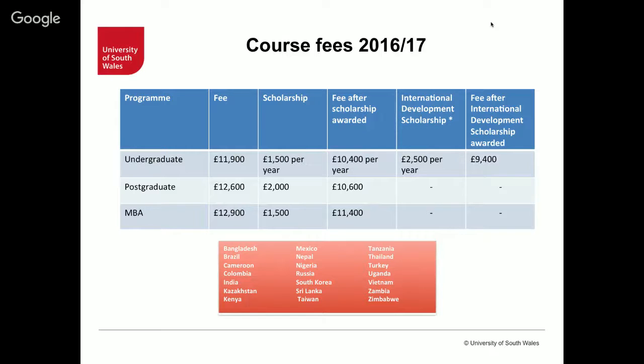And again, as long as you've met the entry requirements and get the unconditional offer, you're guaranteed to receive those scholarships. The postgraduate and the MBA scholarships, however, are applicable across all of our markets. So for postgraduate study, you are guaranteed to get the £2,000 scholarship, and it will be £10,600. The MBA will be a £1,500 scholarship, and it will be £11,400 after the scholarship.